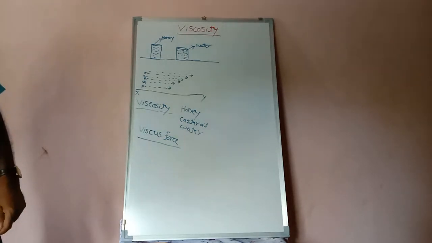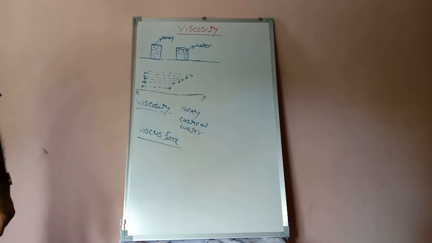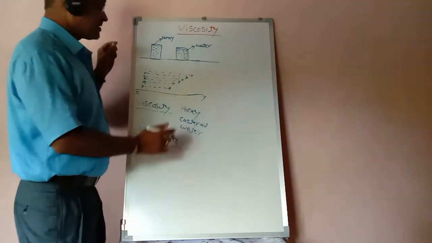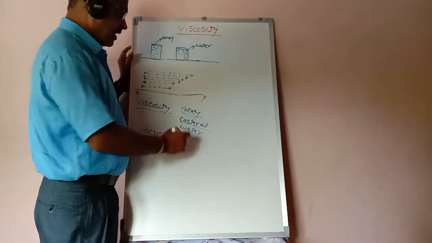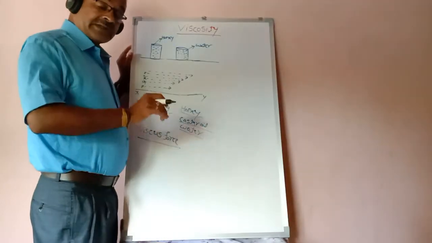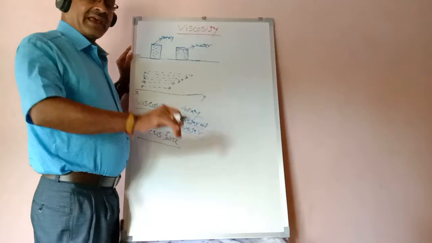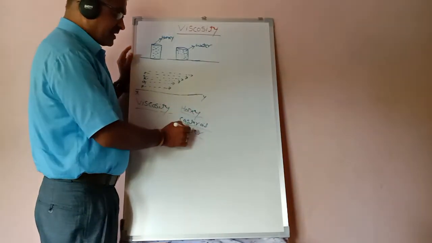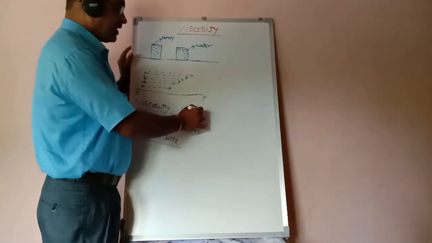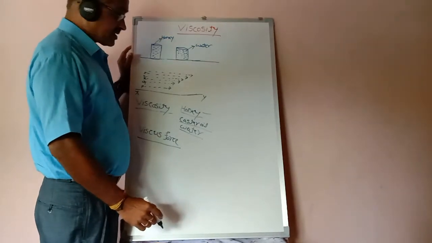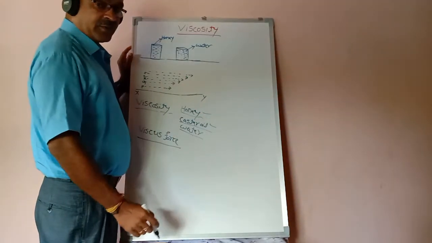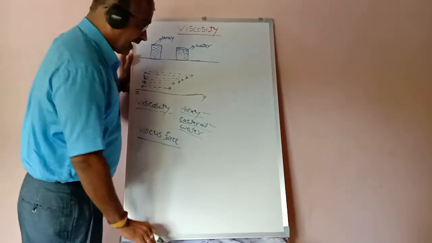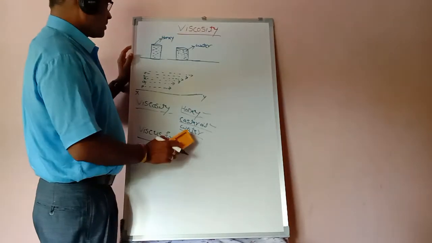An example of viscous force or viscosity: honey is a viscous liquid, castor oil is a viscous liquid, and water is a viscous liquid compared to air. But comparing honey and water, honey is the more viscous fluid. Castor oil is a more viscous fluid than water. Like that.